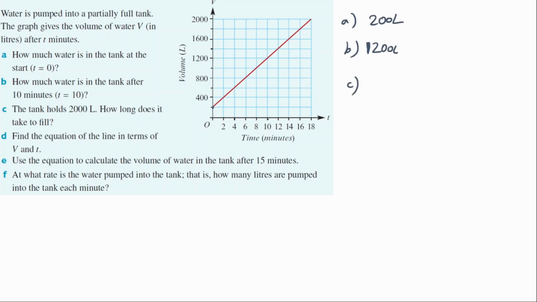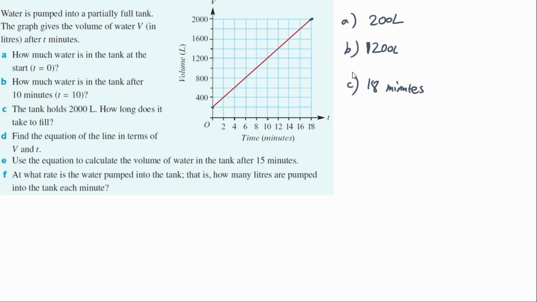Alright, so now moving on to question C. It says a tank holds 2,000 liters. How long does it take to fill? So this time I'm given this axis here. I'm given the liters first, not the time. I'm trying to find the time here. So when volume is 2,000 liters, I can see that time, if I go down, time equals 18 minutes. So the answer to question C will be 18 minutes. Or in words, it takes 18 minutes to fill the tank to 2,000 liters.